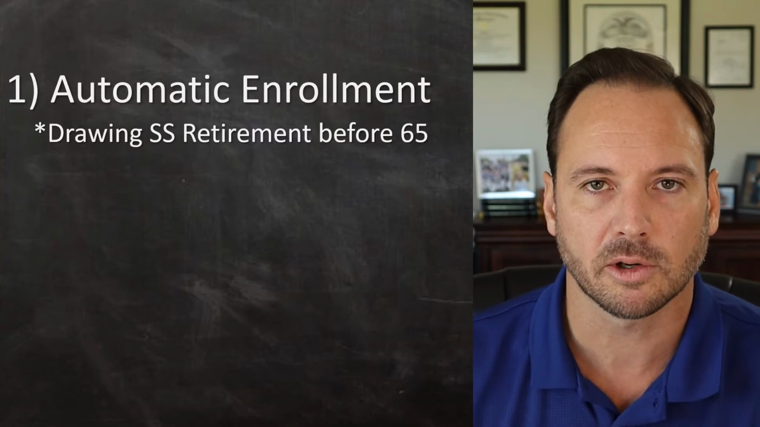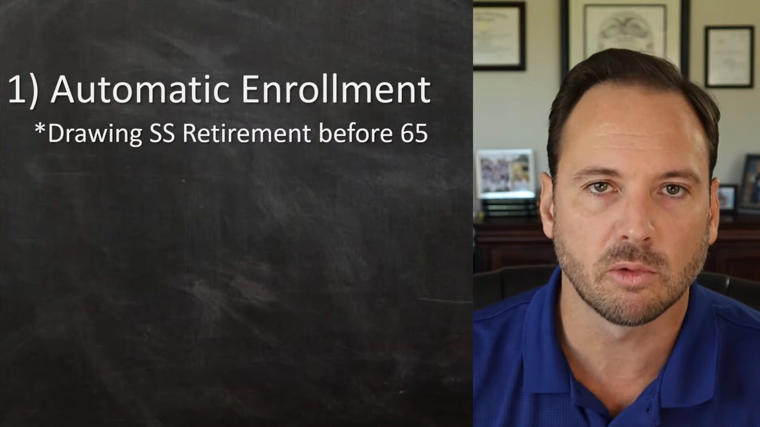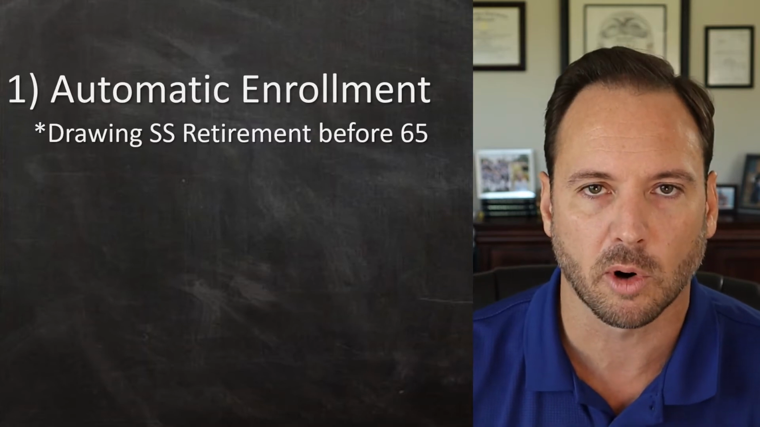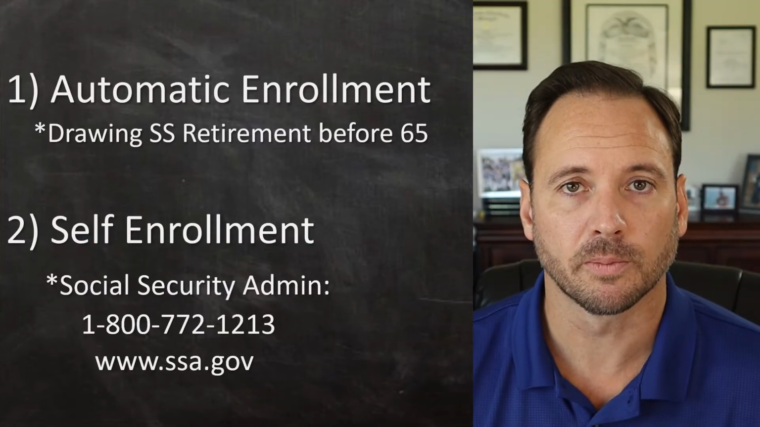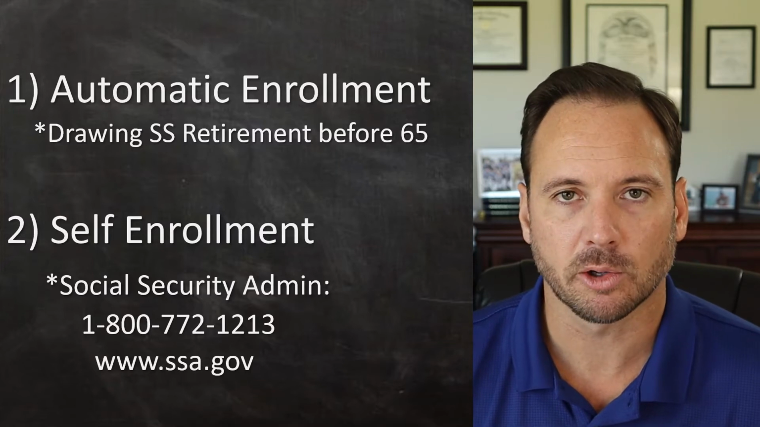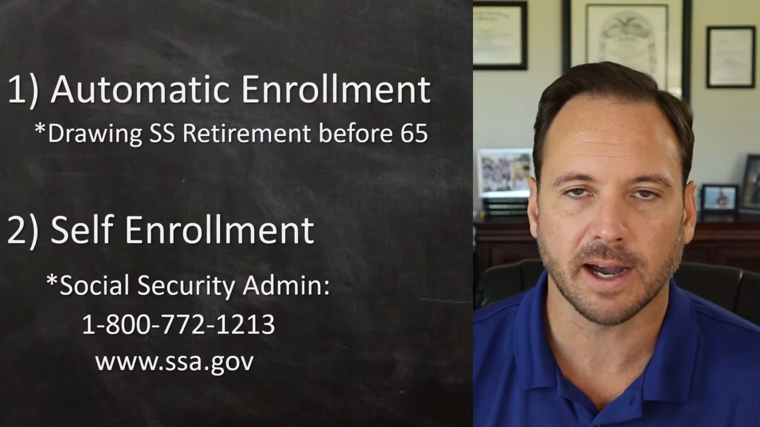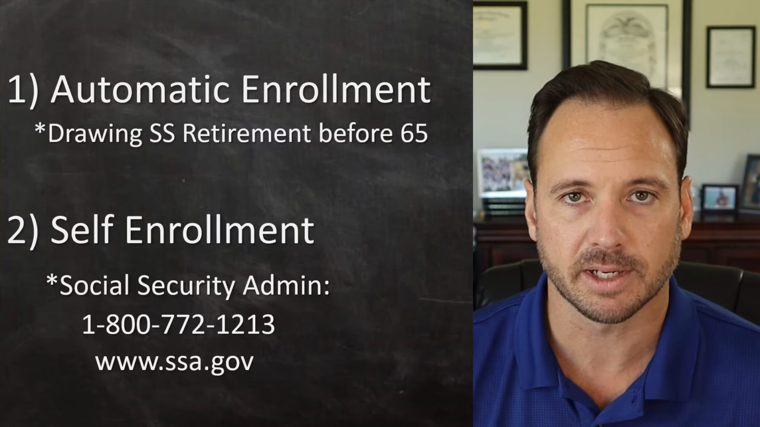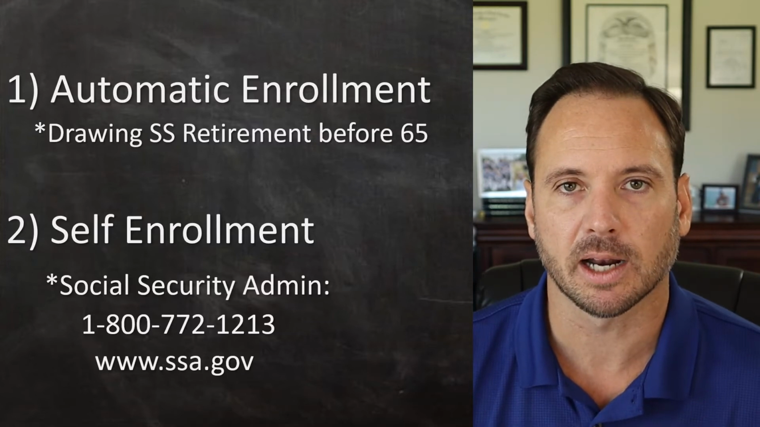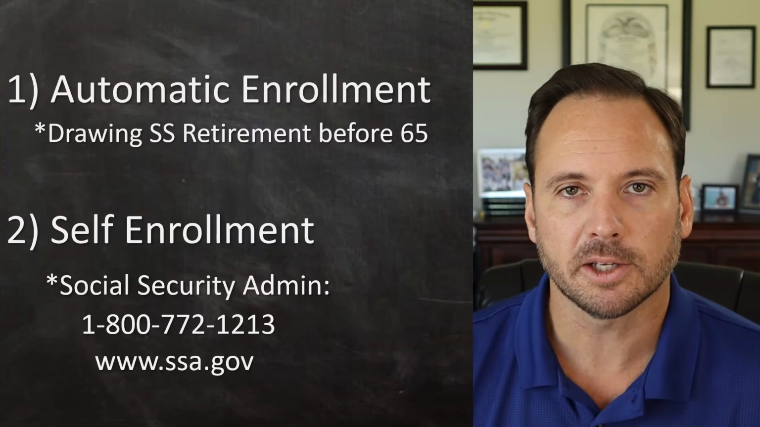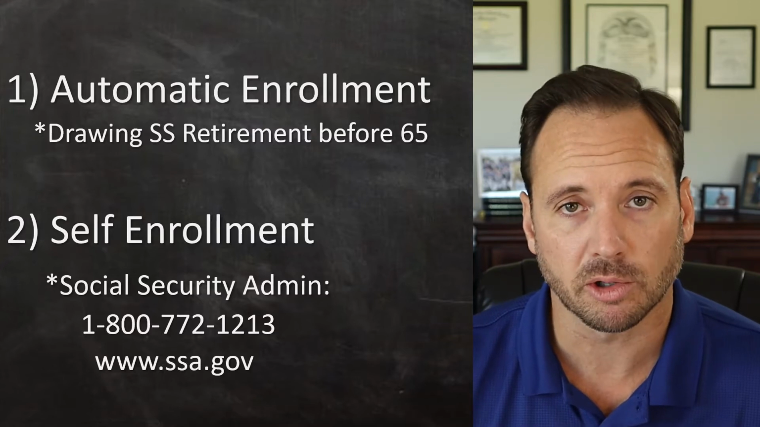For example, if you turn 65 in June, then you will receive your Medicare card in the first part of March. Option two, you are not yet drawing Social Security by the time you turn 65, which is fine considering the full retirement age is not until a little bit later. In this scenario, you will actually have to enroll yourself.